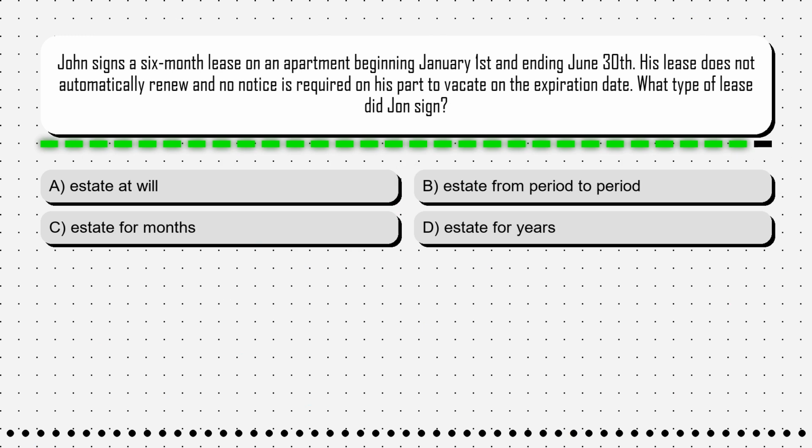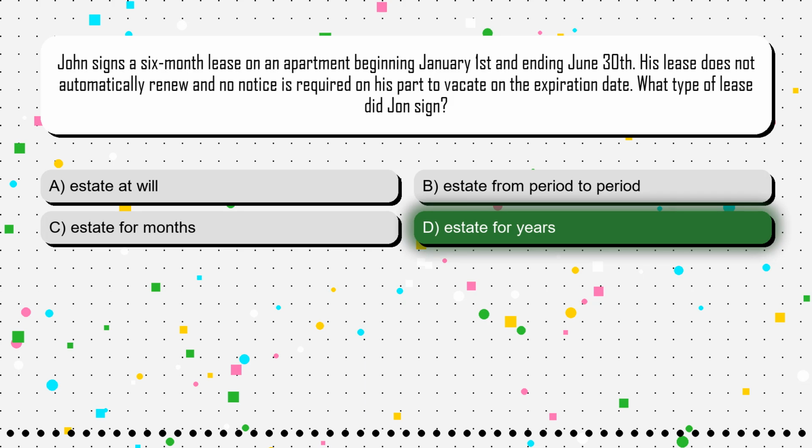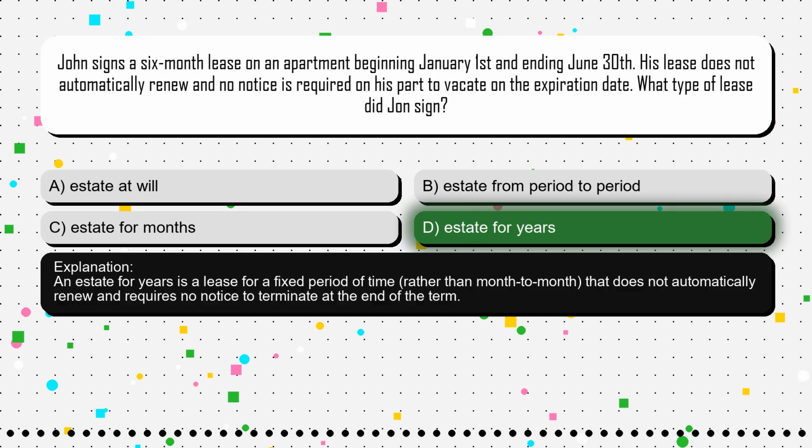Question 68. John signs a 6-month lease on an apartment beginning January 1st and ending June 30th. His lease does not automatically renew and no notice is required on his part to vacate on the expiration date. What type of lease did John sign? Option A, estate at will. Option B, estate from period to period. Option C, estate for months. Option D, estate for years. The correct answer is option D, estate for years. An estate for years is a lease for a fixed period of time, rather than month to month, that does not automatically renew and requires no notice to terminate at the end of the term.